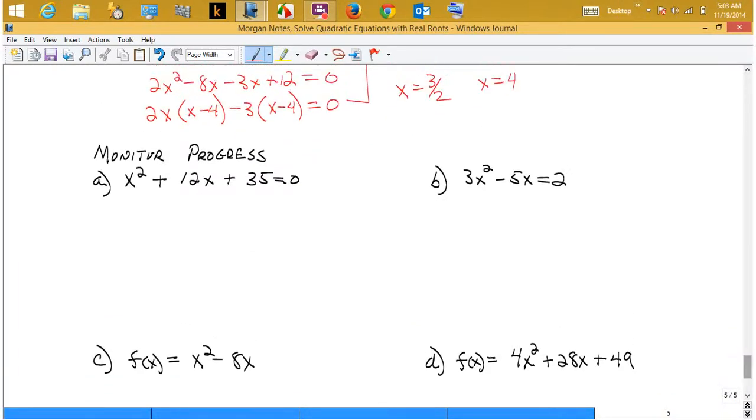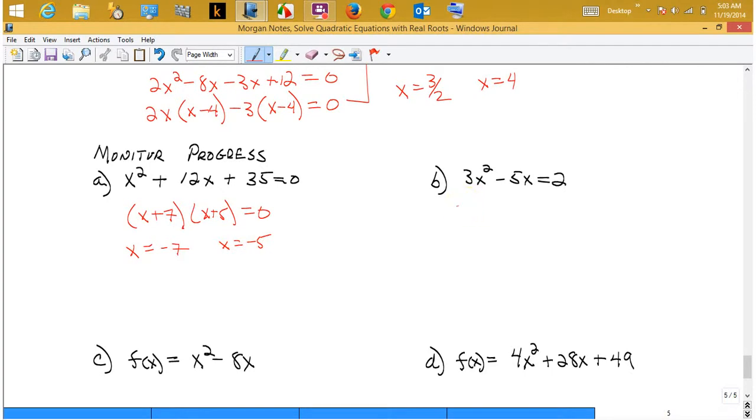Let's do just a couple more, and that'll be it. So we have x squared plus 12x plus 35. Let's find two numbers that add to 12 and multiply to 35. Well, that would be x plus 7 times x plus 5 equal to 0. So x is equal to a negative 7, and x is equal to a negative 5.